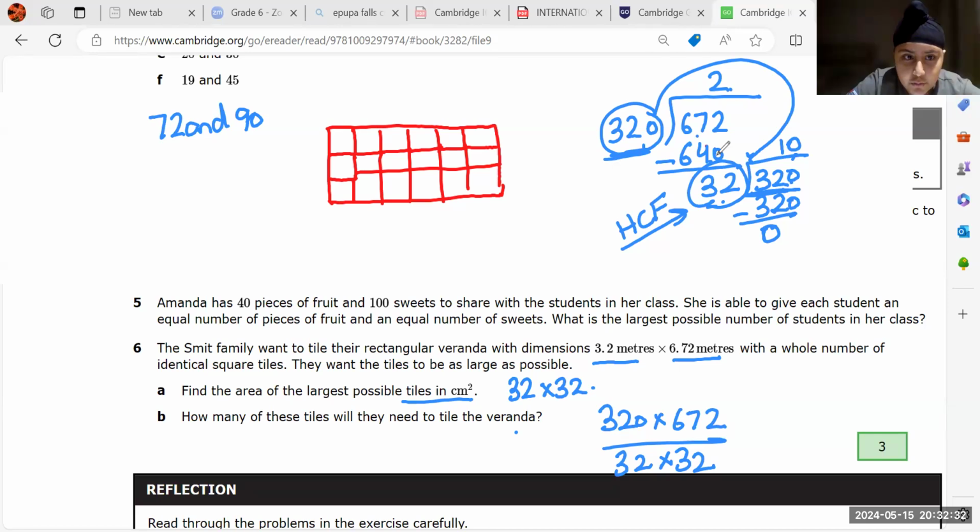So for 72 and 90, it is 18. Sir, everyone 18, send in the chat. Chat, send me in the chat. HCF of 72 and 90 in the chat. Don't speak.